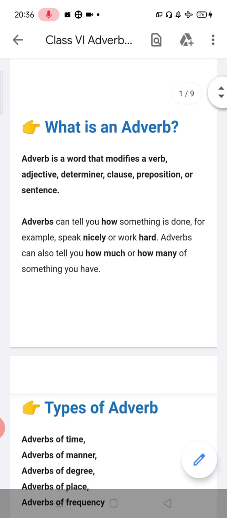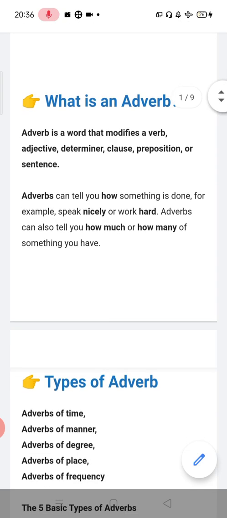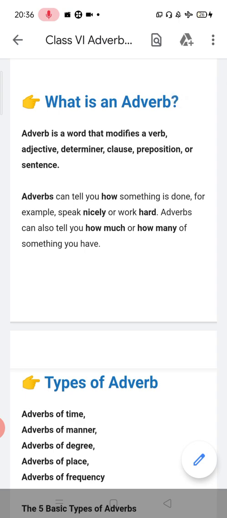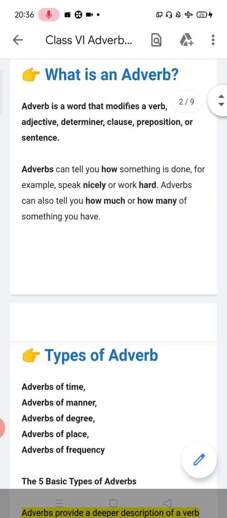What is an adverb? Adverb, as the name itself clarifies, is adding something to the verb. Now, just recalling what a verb was: the action word. So adding something to the verb, the action word, is an adverb. An adverb is defined as a word that modifies a verb, adjective, determiner, clause, preposition or sentence.